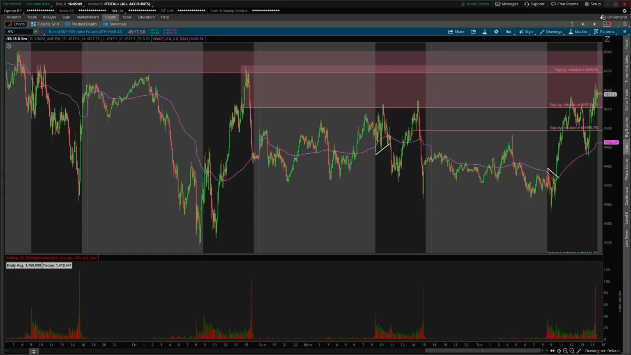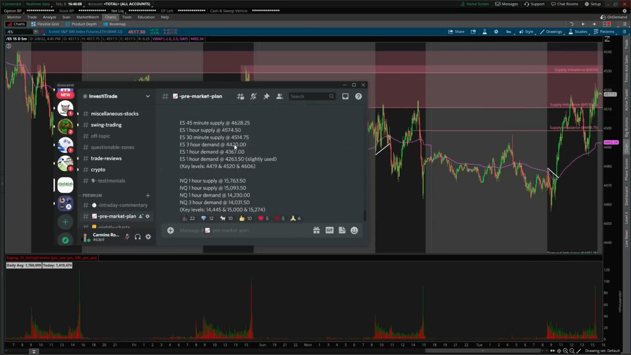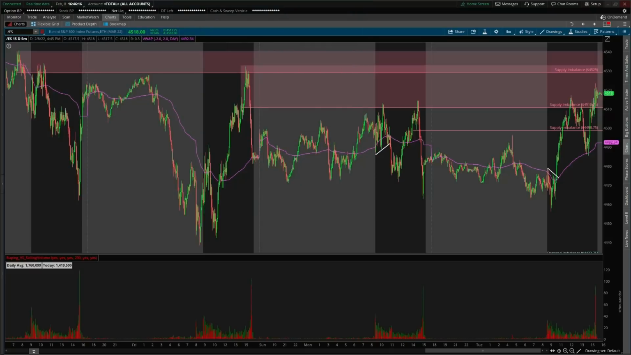Now that's going to bring me into Tuesday's trade, February 8th. And just like yesterday, the market was very balanced. It was choppy and it lacked volatility in the first, let's just call it, hour. So the pre-market plan, we had supply above. We really didn't have any demand below. And we also had the NASDAQ, which was setting up for a balance if we continue to trade inside these levels. It wasn't until intraday when something really happened.